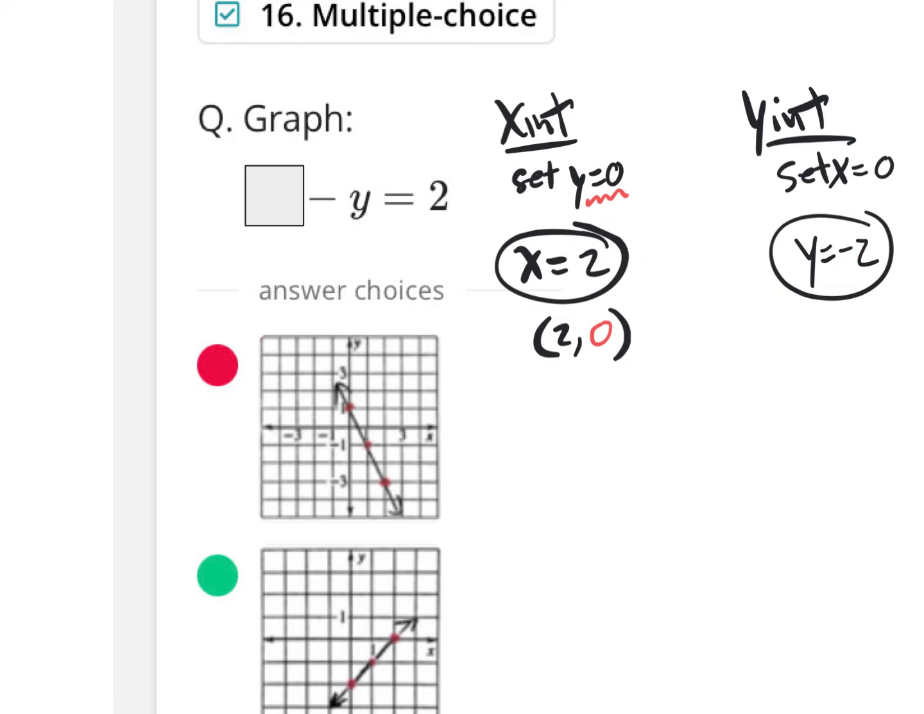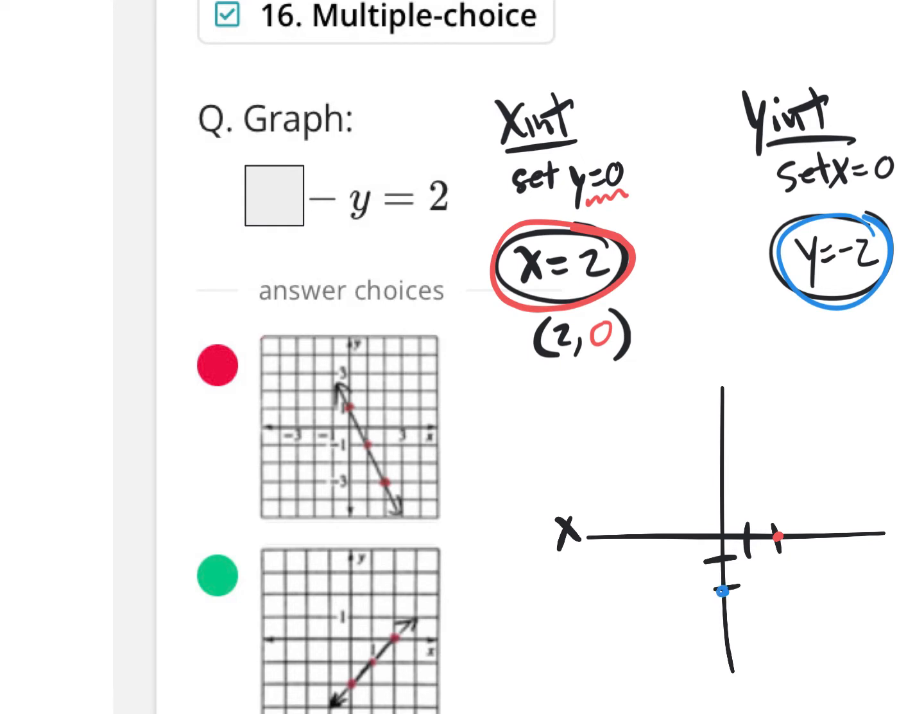And I know exactly what my line looks like. It crosses the x at positive 2, and it crosses my y at negative 2. So x-intercept is right there. Y-intercept is right there. So this is what my line looks like. Okay, and which one is the correct answer? This one would be the correct answer. Okay, let's move on to the next equation.